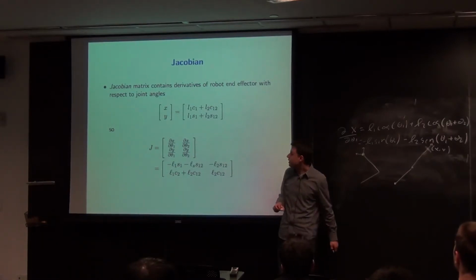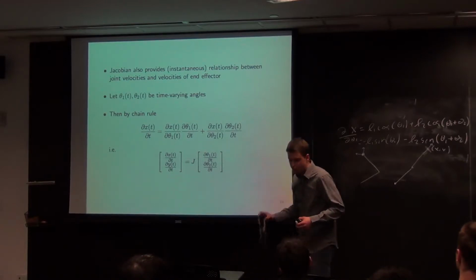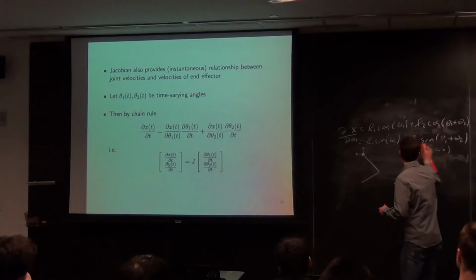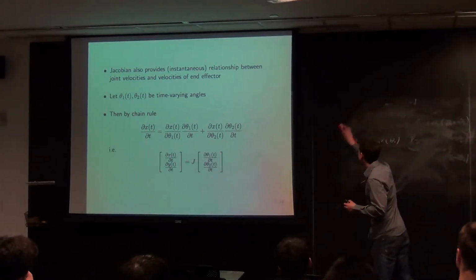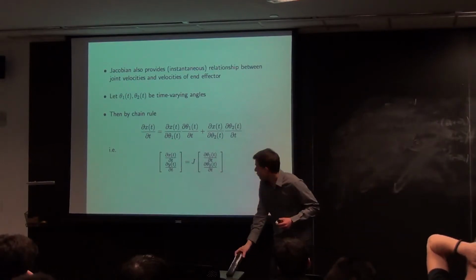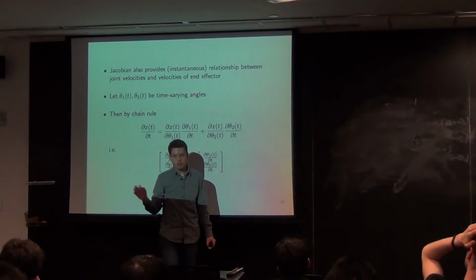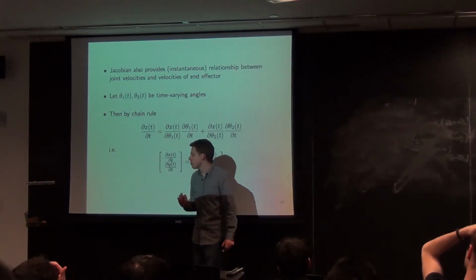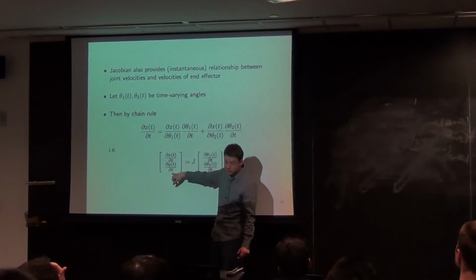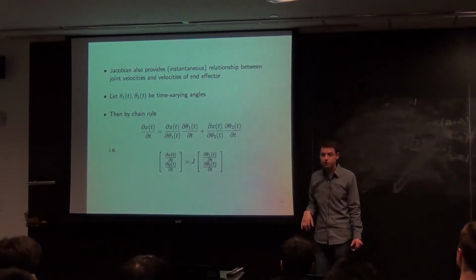Another use for it is that it can be used to relate velocities in joint space with velocities in task space. And this is actually just a simple chain rule. If, instead of just a fixed set of joint angles, you have a set of joint angles that vary over time, the Jacobian is precisely the term that relates the velocities of the end effector to the velocities of your joints.